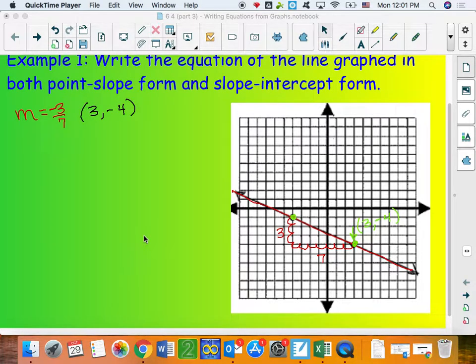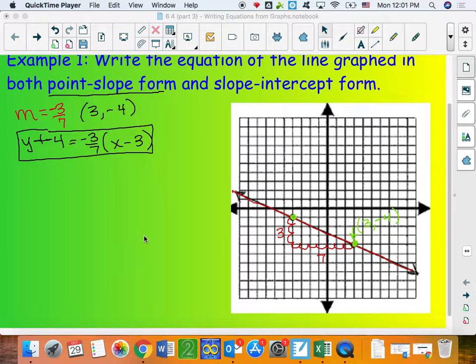So remember, if I have a point and slope, we're going to start in point slope form. So I'm going to do y minus my y coordinate, which is negative 4, equals m, my negative 3/7, times the quantity x minus my x coordinate of my point, which is 3. And remember, this double negative over here, y minus negative, is actually a plus sign. And so there's my equation in point slope form.